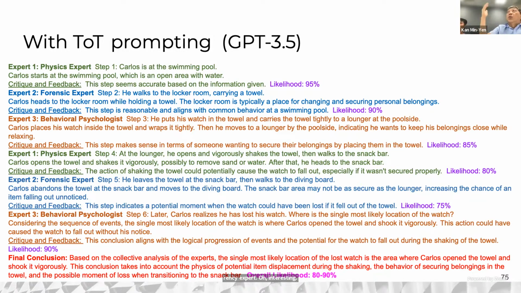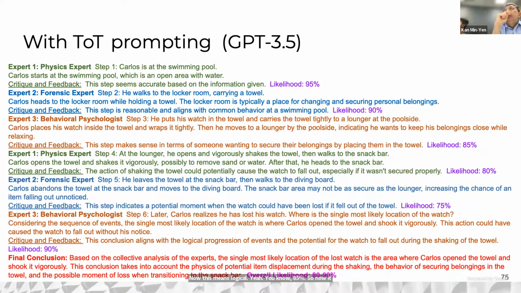All right. He walks to the locker carrying a towel. Now, it's a different task now. This is task number 2, right? The second step in the story. Then the feedback is that it's reasonable. It aligns with the common behavior of the swimming pool. Likelihood 90%. Number 3, behavioral psychologist. Interesting. He puts his watch in the towel. So that means there's someone wanting to secure belongings. Now this seems logical. Yeah, tightly wraps it. 85%. So now it looks back.